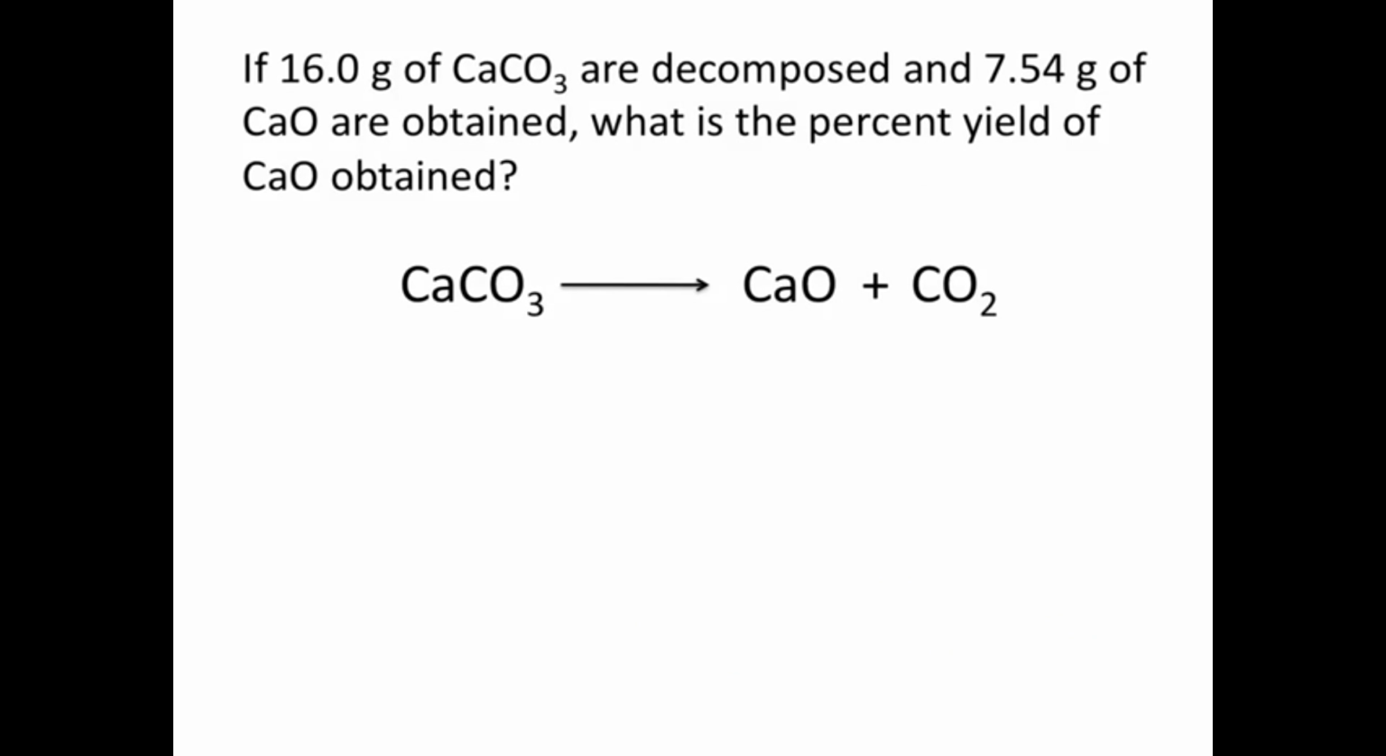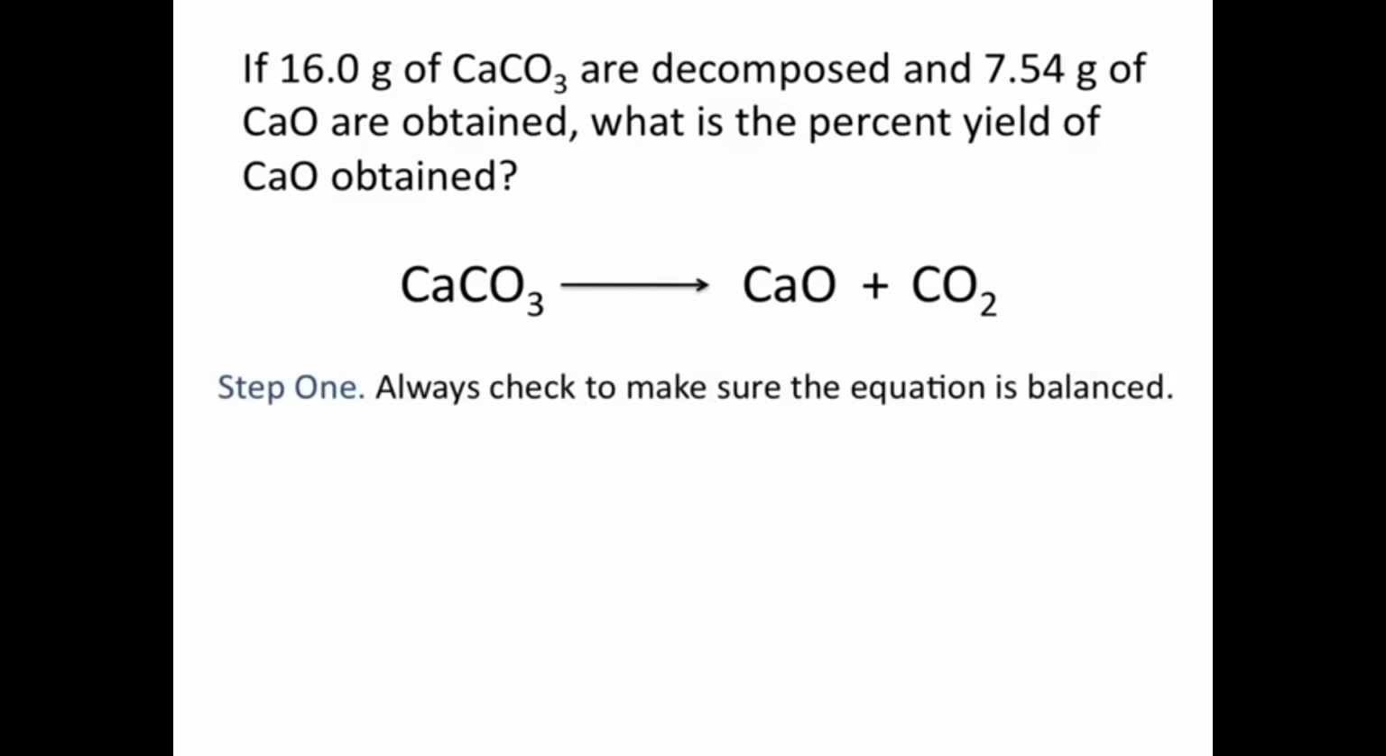If 16 grams of CaCO3 are decomposed and 7.54 grams of CaO are obtained, what is the percent yield of CaO obtained? Well, you'll remember from looking at our last slide that the percent yield is always a ratio of the actual yield over the theoretical yield. So in this problem, 16 grams of calcium carbonate is the amount of reactant that we're starting with, and 7.54 grams of calcium oxide is our actual yield.